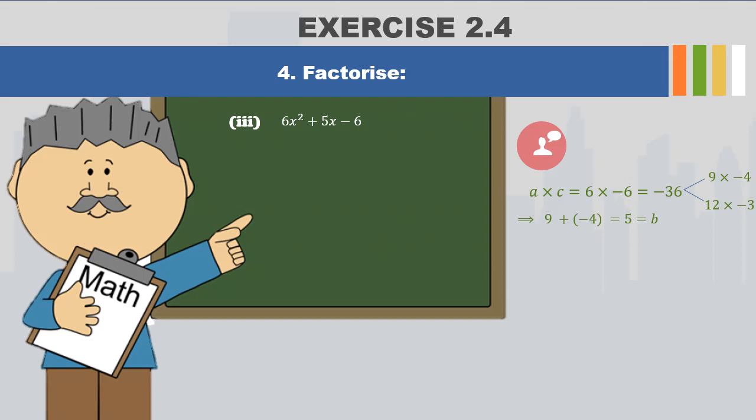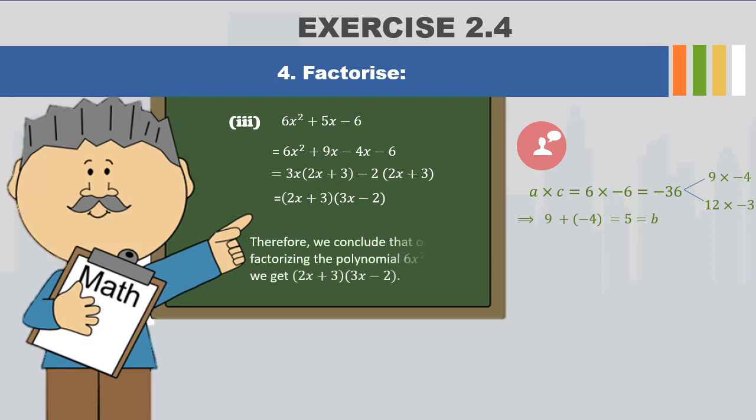सब्स्टिट्यूट 6x² plus 9x minus 4x minus 6. In first two terms taking common 3x, the bracket will be 2x plus 3. Again we'll take common minus 2, 2x plus 3. In both 2x plus 3 common out लेते हैं, 3x minus 2 बचेगा. तो 2x plus 3 into 3x minus 2. Therefore we conclude that on the factorization of the polynomial 6x² plus 5x minus 6 we get 2x plus 3 and 3x minus 2.